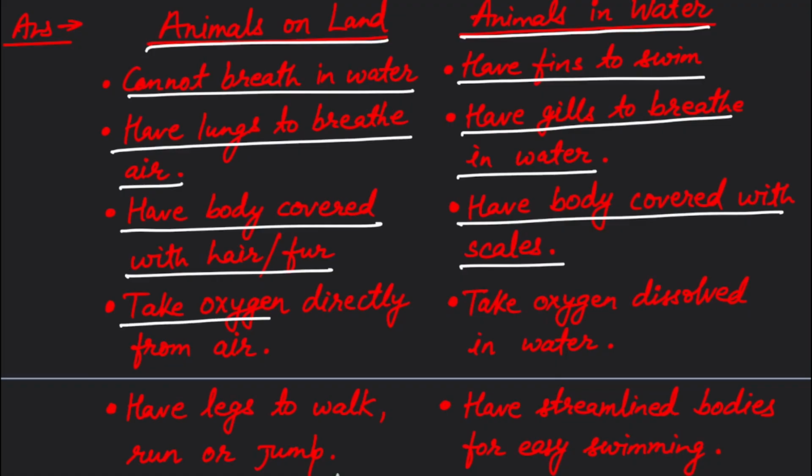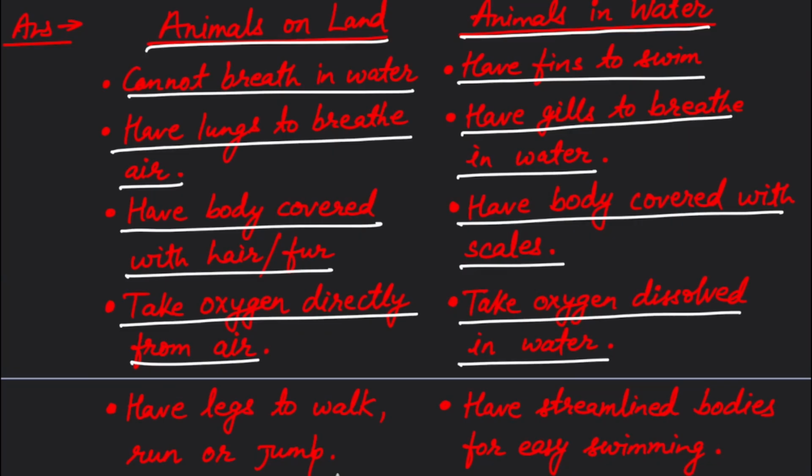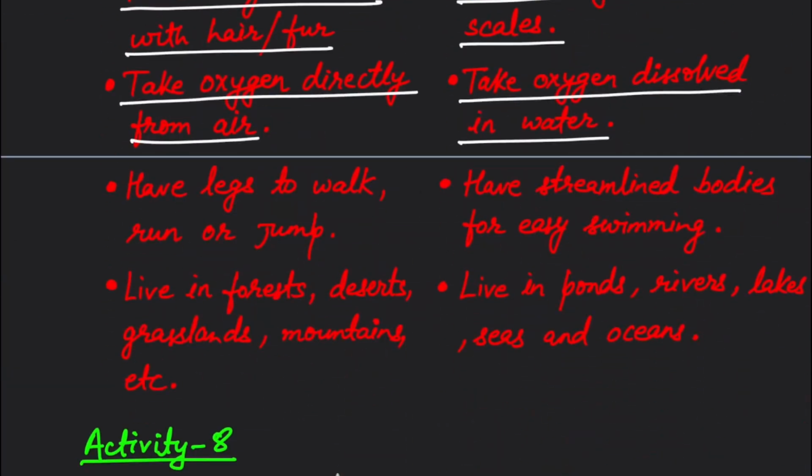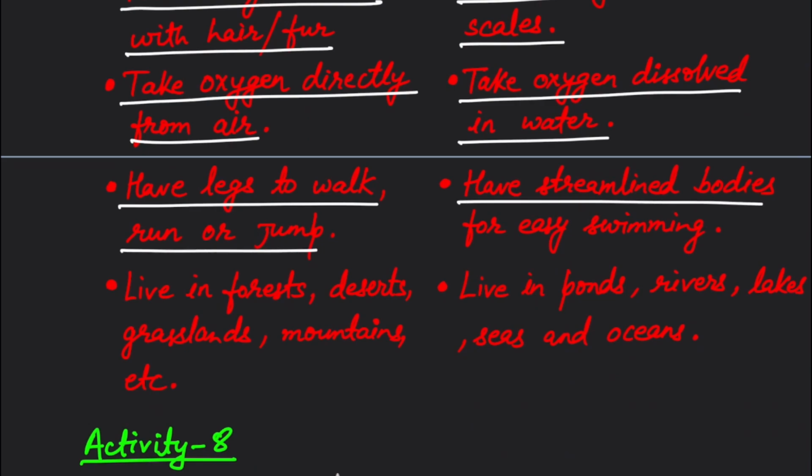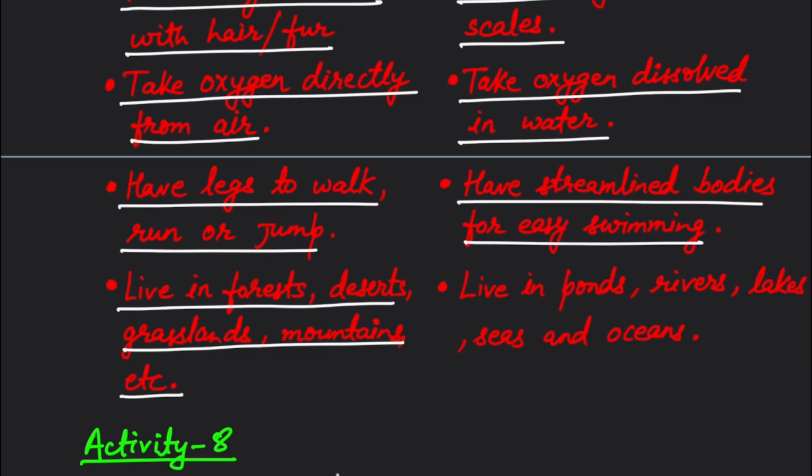Animals on land take oxygen directly from air. Animals in water take oxygen dissolved in water. Animals on land have legs to walk, run or jump. Animals in water have streamlined bodies for easy swimming. Animals on land live in forests, deserts, grasslands, mountains, etc. Animals in water live in ponds, rivers, lakes, seas and oceans.